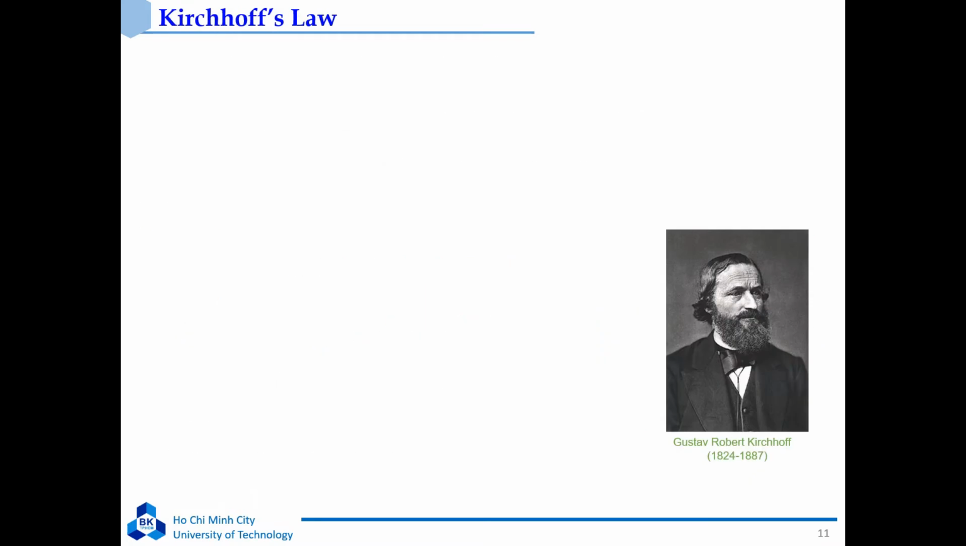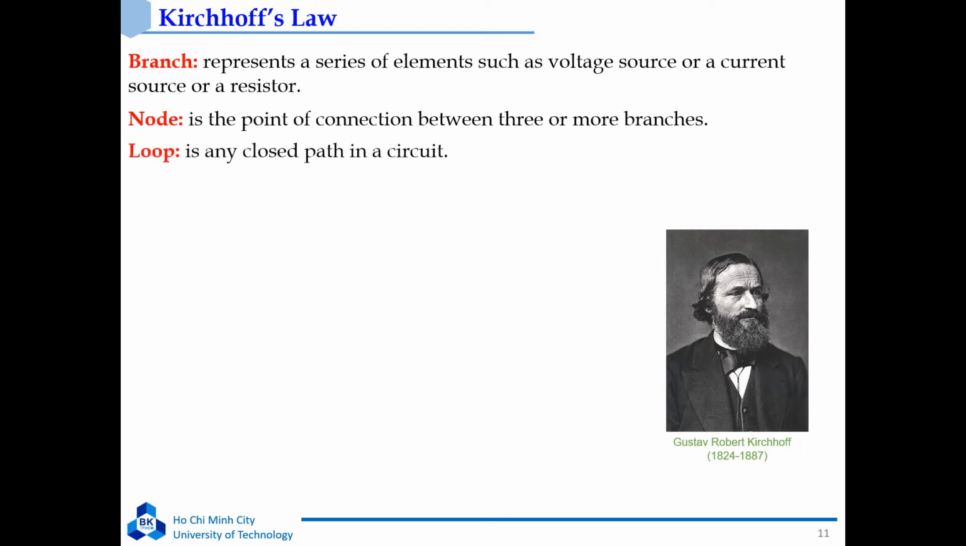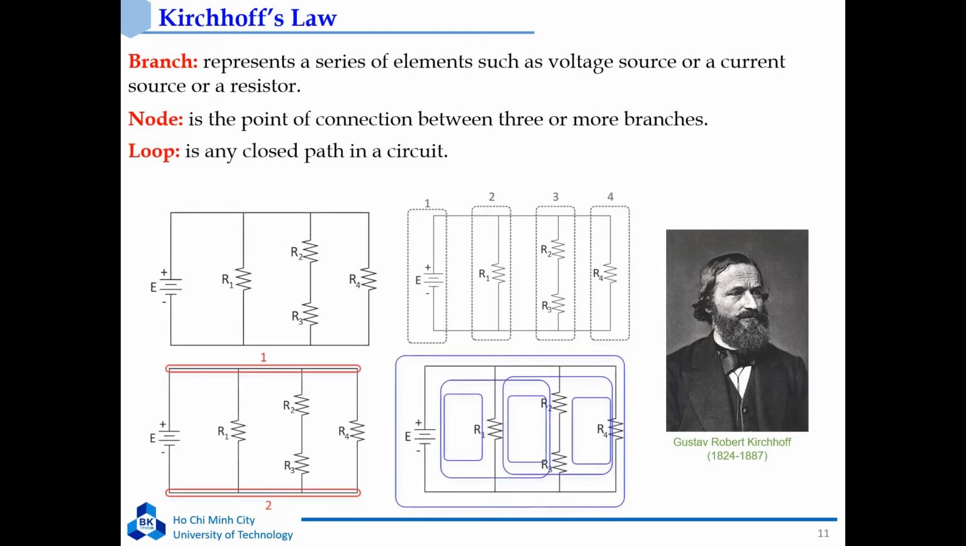Before going to the third law, the Kirchhoff law, I will introduce the definition of the branch, node, and loop. The branch is a series of elements such as the voltage source, current source, or the resistor. And the node is the point of connection between three or more branches. And a loop is any closed path in the circuit. And this circuit has four branches, 2 nodes, and 6 loops.